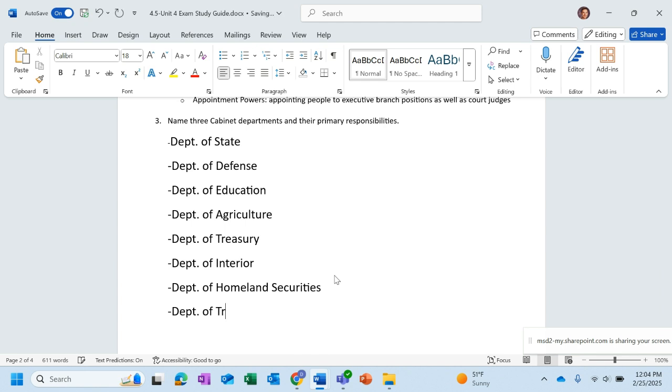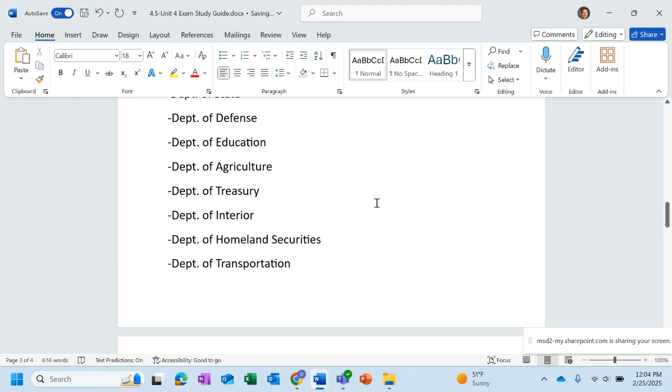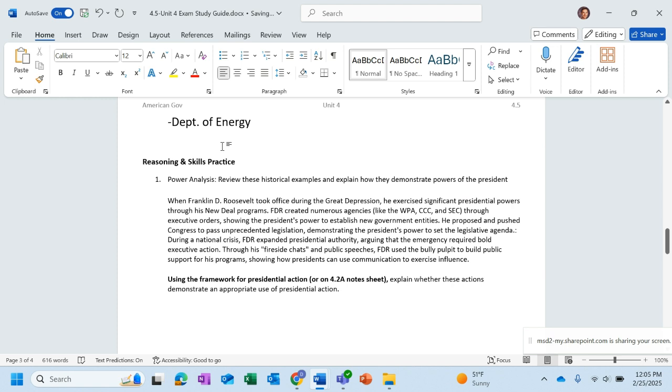Department of Transportation deals with federal highways and roads and other aspects of federal transportation. That's a lot. Department of Energy deals with energy. I'm not going to flex on you and do all of them, or I would have to sit here for a while to think of all of them. So that's probably not a good idea.